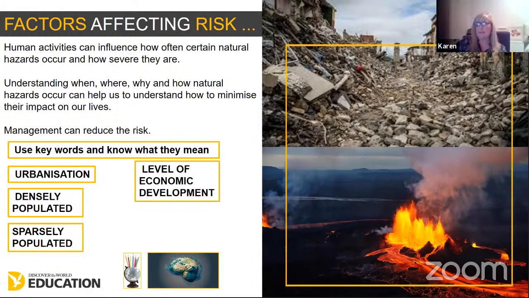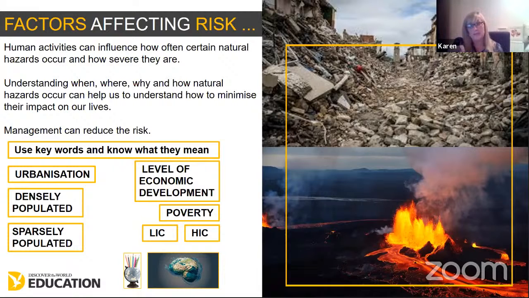We also want to look at the level of economic development, whether a country has got high levels of poverty, whether it's a high income country or a low income country. It's important that you use those keywords. Using developed and developing countries is a little bit out of date now, so try and use the new terminology: low income countries, high income countries. Ask why. It's really important as a geographer that you start to ask why, and also look at how as well. Really, really important.